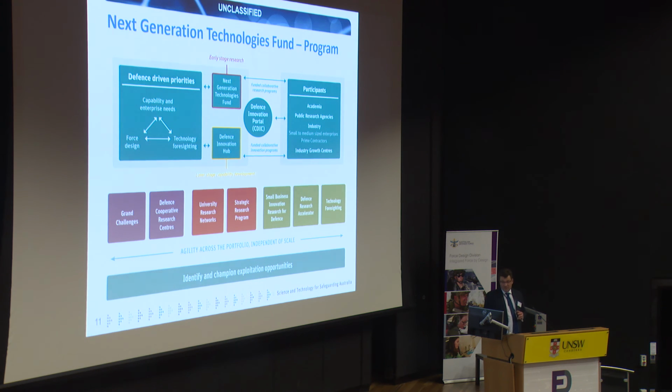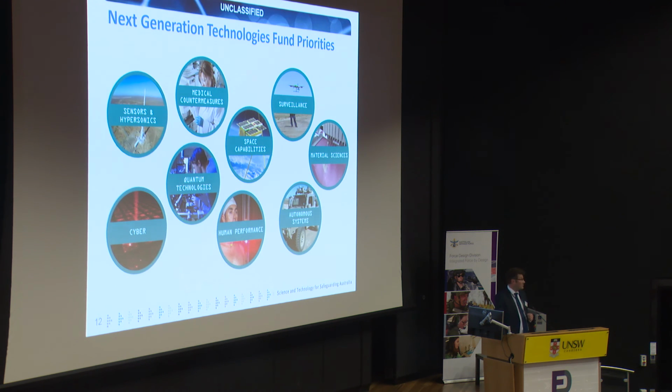So for the Next Generation Technology Fund, we have these 7 programs that sit under it of grand challenges: the Defence Cooperative Research Centre, University Research Network, Strategic Research Program, a SIBS, a Small Business Innovation Research Defence activity, Defence Research Accelerator, and the Defence Technology Foresighting. So essentially, when you look at the NGTF program, it'll be according to those programs. Just go to the next slide. These are the areas in which the Next Generation Technology Fund are currently investing in and currently running according to those programs. So these 9 topics are what's there in the industry policy statement.